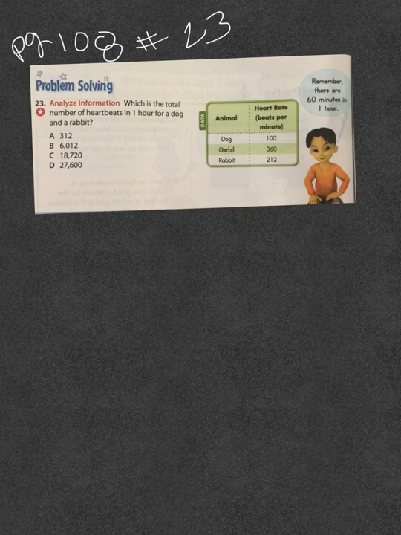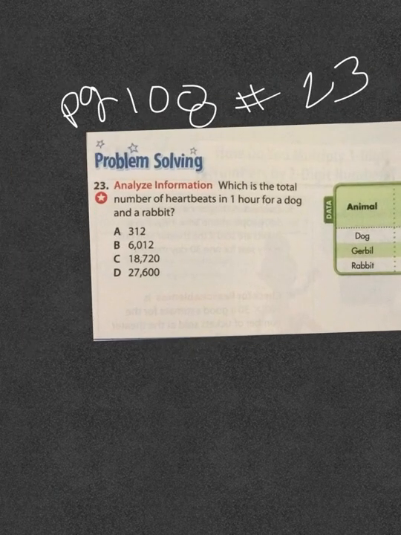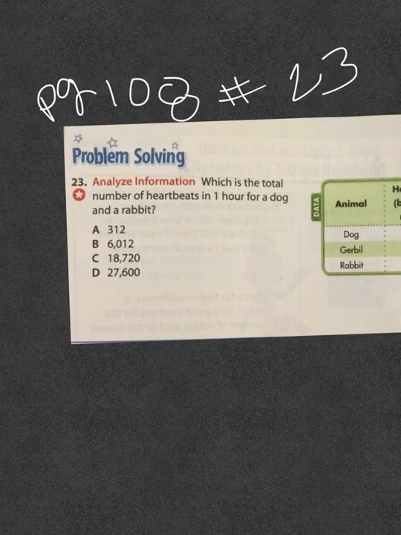Okay, so let's take a look at this. Which is the total number of heartbeats in 1 hour for a dog and a rabbit? So we're looking for total. Let's make this bigger so we can work on here. What is the total number of heartbeats in 1 hour for a dog and a rabbit?